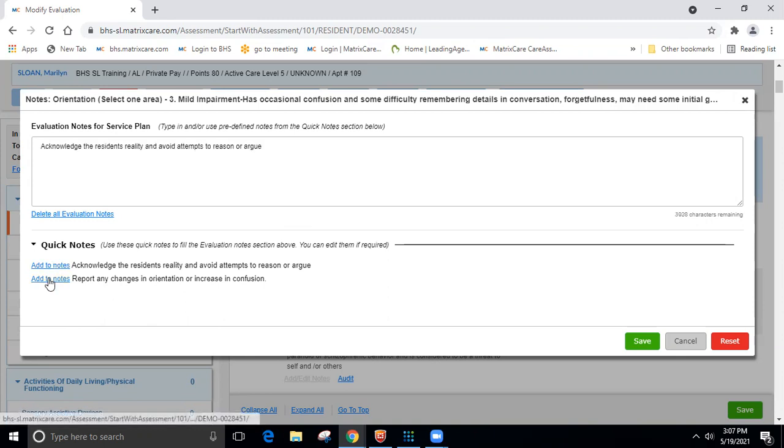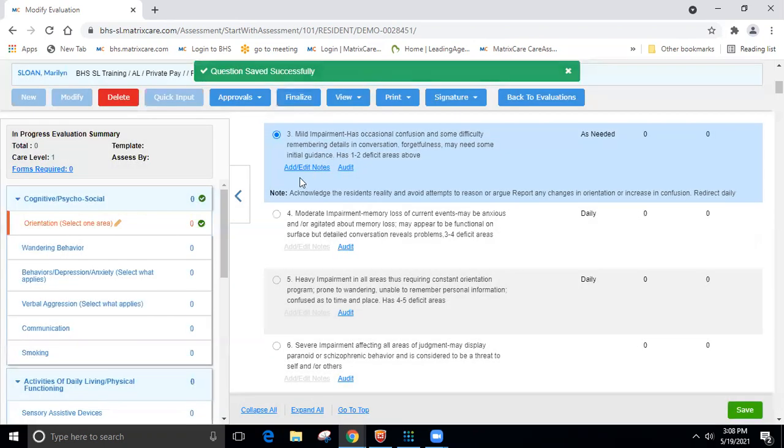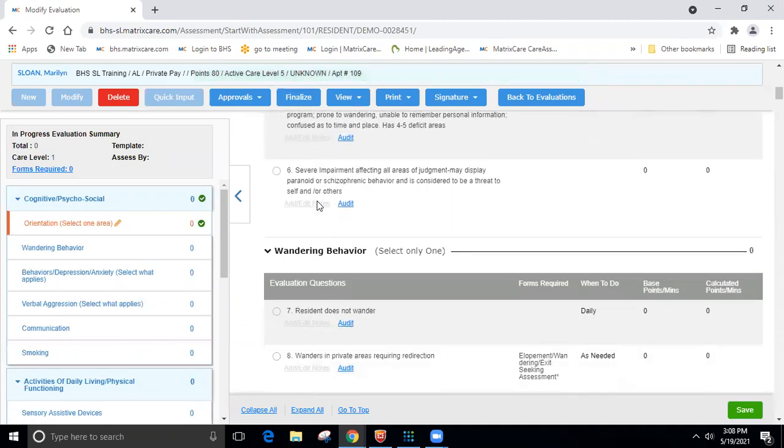So maybe I want to use these quick notes, or I could free type anything I wanted to. Maybe I just have to do that. She needs just mild redirection daily. Whatever it is that you want to say. So now you'll see my note here. And we're starting to build that service plan.